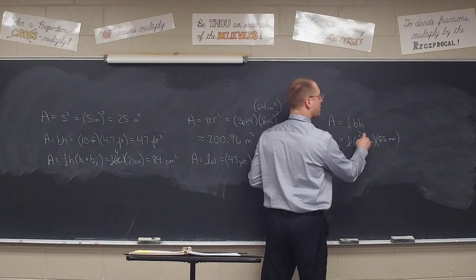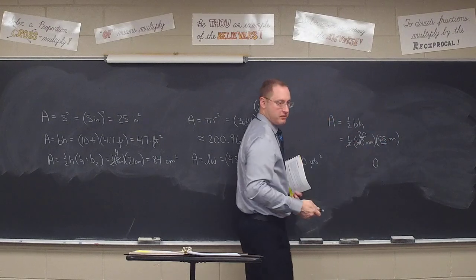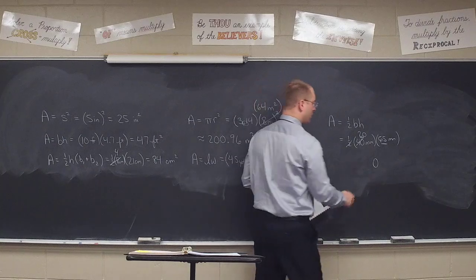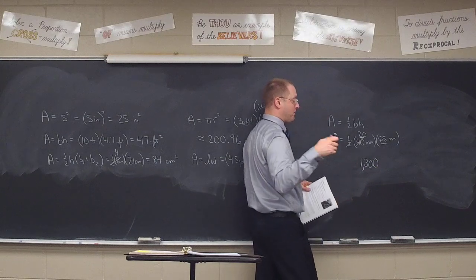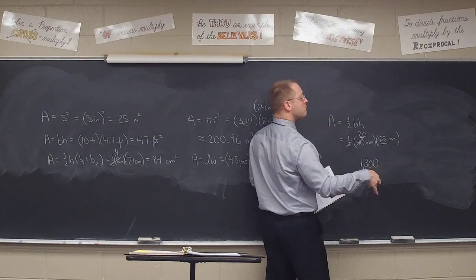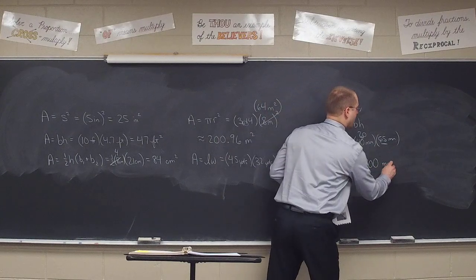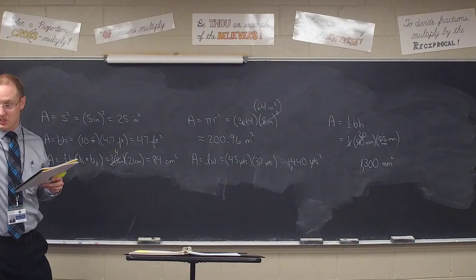20. But really, I just want to multiply 2 times 65. I'm going to hang this 0 here. What's 2 times 65? 130. And of course, we have the extra 0 we hung, so our answer should be 1,300 millimeters squared. There we go. 1,300 millimeters squared. How many had that on number 6?